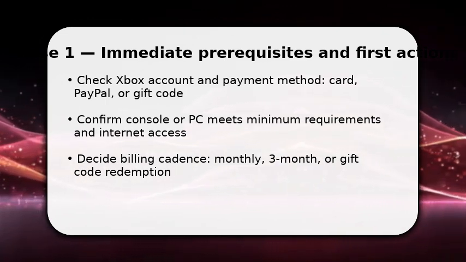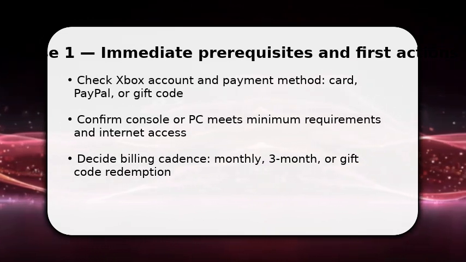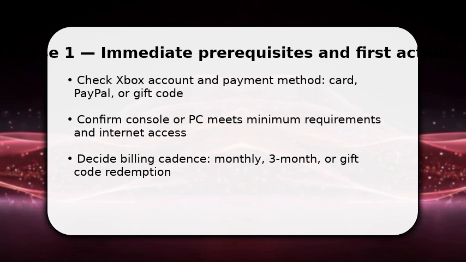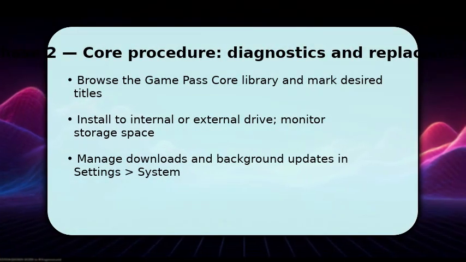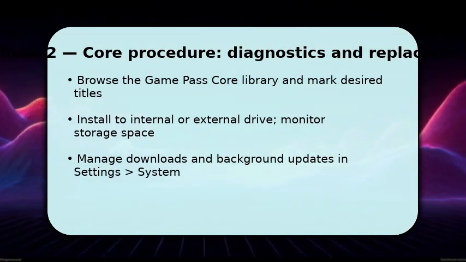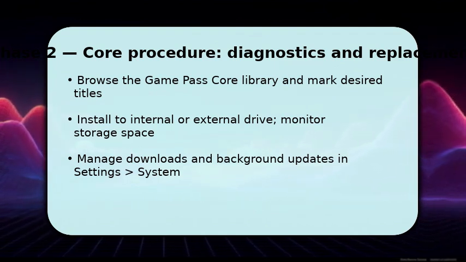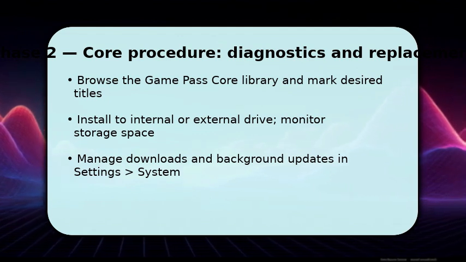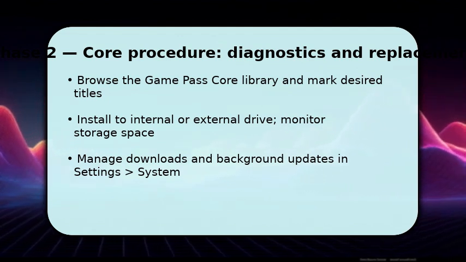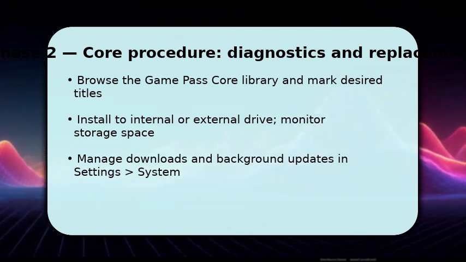Make sure to review the billing cadence and any promotional pricing so you know when charges start and what to expect month to month. You choose games from the Game Pass Core catalog and press Install. Prioritize by size and your network speed. Once installations start, check storage. External drives work fine, but format correctly for Xbox use. Make sure to allow background updates so games stay current. This prevents long waits when you want to play.